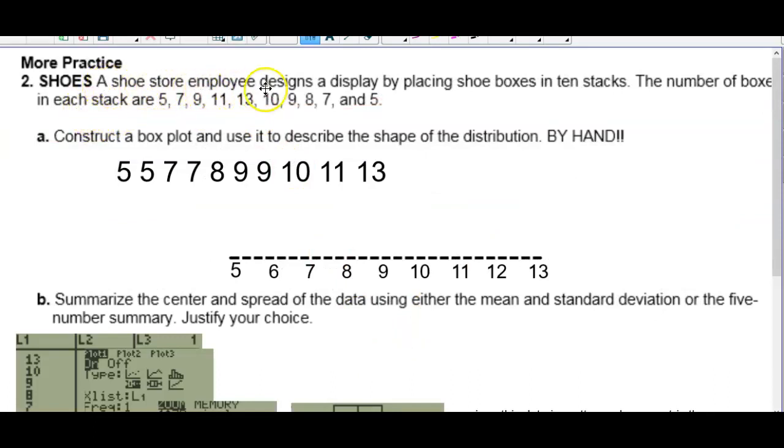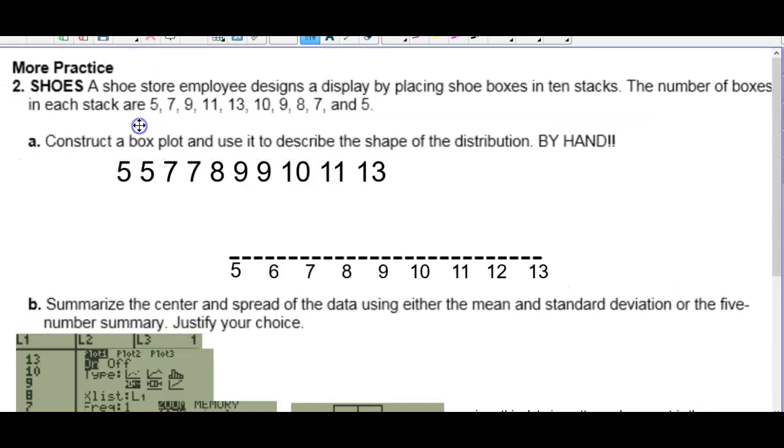A shoe store employee designs a display by placing shoe boxes in 10 separate stacks. The number of boxes in each stack are 5, 7, 9, 11, 13, 10, 9, 8, 7, 9, 8, 7, and 5. Right. This is weird data. I don't know why you care about how many boxes are in each stack, but it says construct a box plot and use it to describe the shape of the distribution.